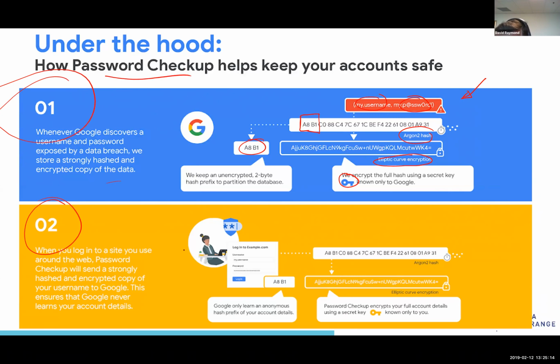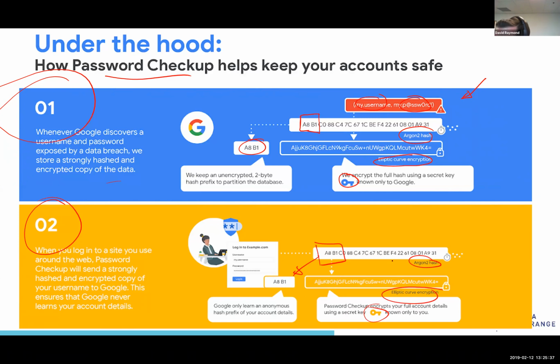When you log into a site, Password Checkup will send a strongly hashed and encrypted copy of your username to Google. So your browser is going to do the same thing. It's going to use an Argon2 hash to hash this thing, and so there's this 2-byte identifier. Then it's going to use elliptic curve cryptography using a key known to you only, or to your browser. You don't know it, but your browser knows it. And then it ships that whole thing to Google.